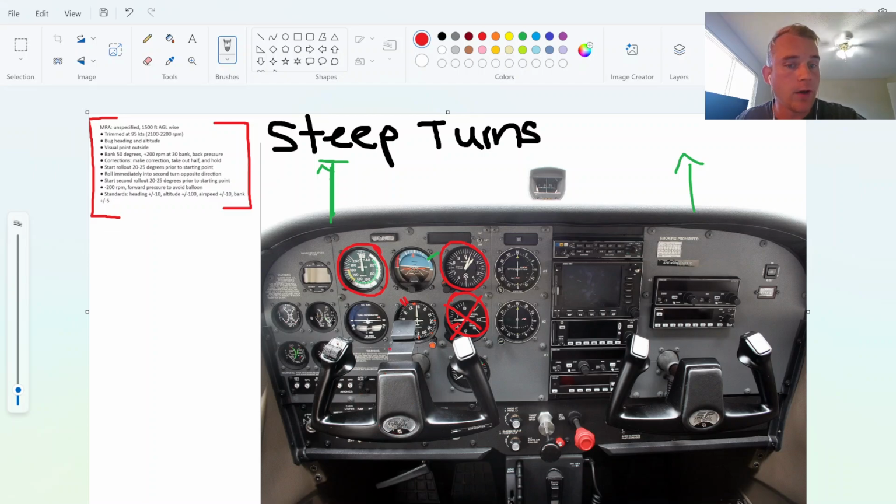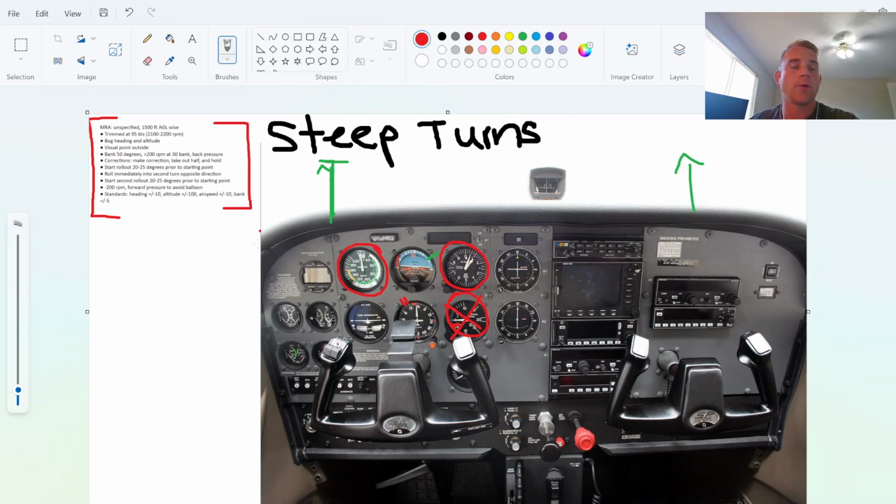And you really want to make sure that when you go into the next turn, you're staying coordinated, okay? You want to keep that ball in the middle at all times. Otherwise, you're going to become uncoordinated, and you're going to start losing altitude. Your standards for this: heading plus or minus 10, altitude plus or minus 100, airspeed plus or minus 10, bank angle plus or minus 5.